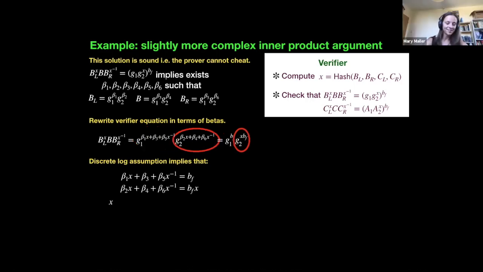Ignore the stray x there. The same also applies to the terms involved in G2. So we have that the exponent beta 2x plus beta 4 plus beta 6 x to the minus 1 must be equal to bf times x. And if we just do a little rearranging here, take the x to the other side of the equation, we can have both of our equations given in terms of bf. So beta 2 plus beta 4 x to the minus 1 plus beta 6 x to the minus 2 is equal to bf.